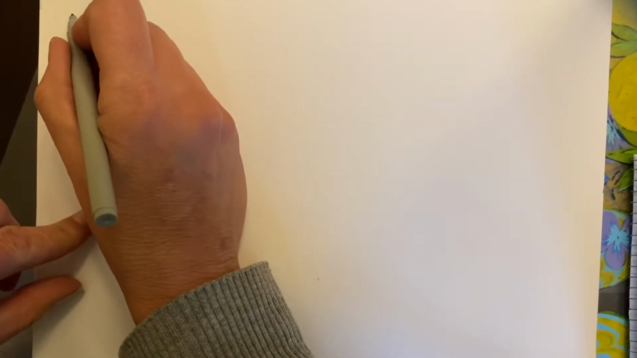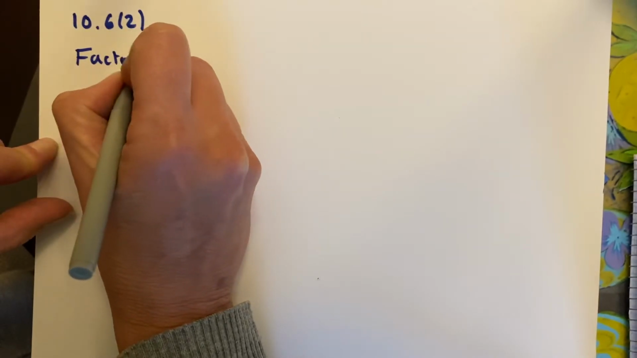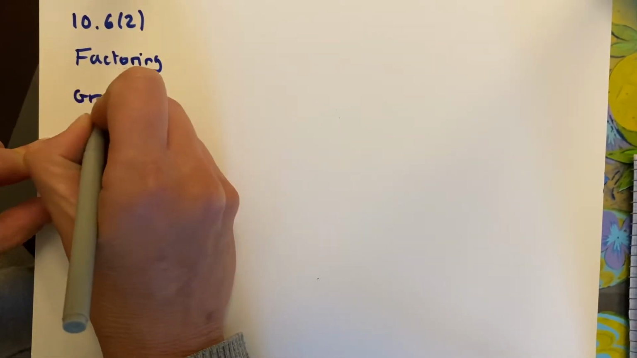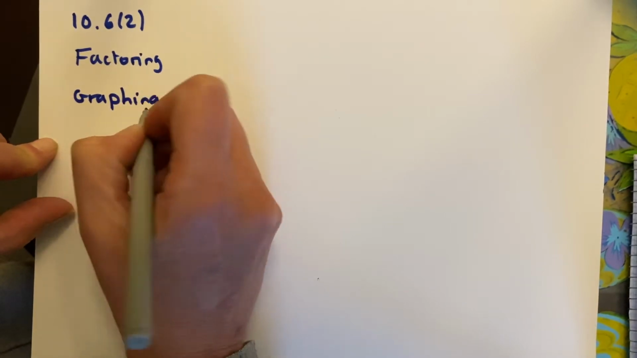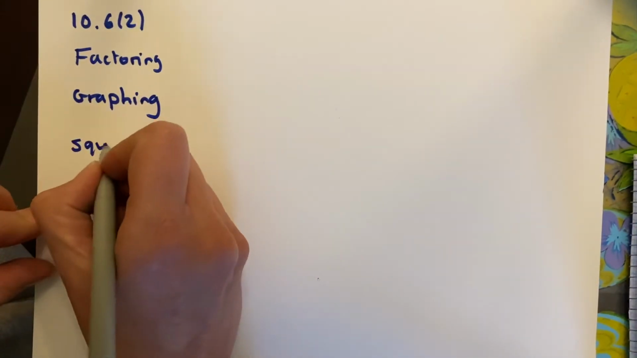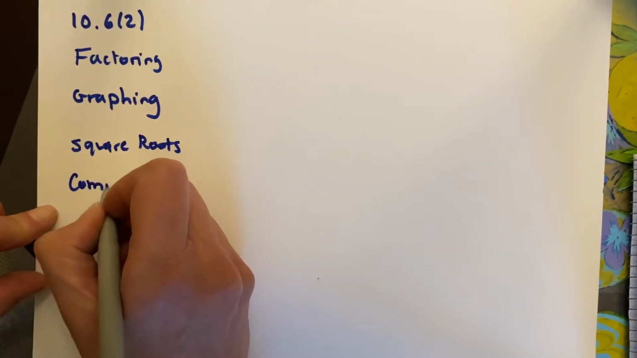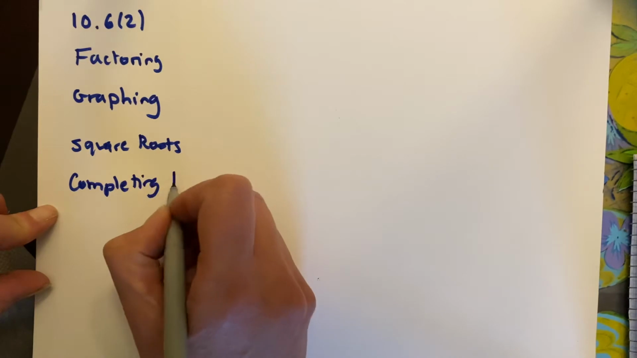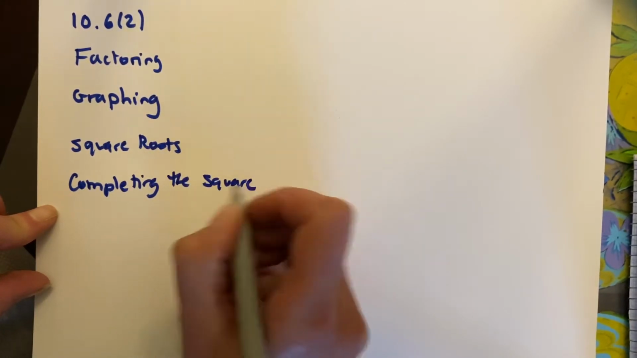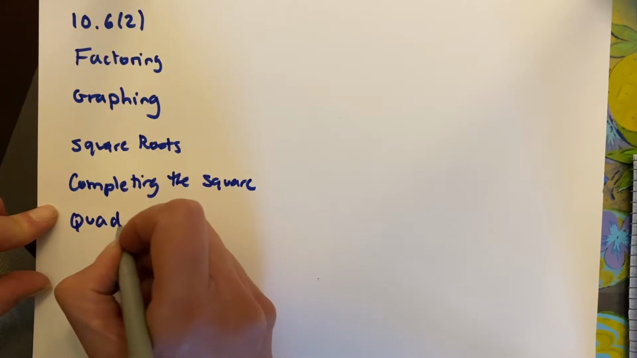The last portion of 10.6 is really just to help you make decisions. When you're confronted with a quadratic equation, how do you decide what method to use? We've learned factoring, graphing, which everyone loves, well, only on a calculator actually, square roots, completing the square, and last, the quadratic formula, which we just learned.